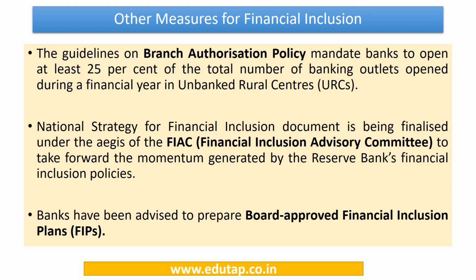Now with regard to the other measures of financial inclusion which have been taken up by the RBI, the guidelines on branch authorization policy mandate that the banks should open at least 25% of their banking outlets during a financial year in unbanked rural centers, so that they are also able to access the banking services. Also, the National Strategy for Financial Inclusion document is being finalized under the aegis of the Financial Inclusion Advisory Committee, and this is going to put forth the RBI's inclusion policies. And the banks have also been advised to prepare board approved financial inclusion plans, so that financial inclusion could be promoted by the different banks.